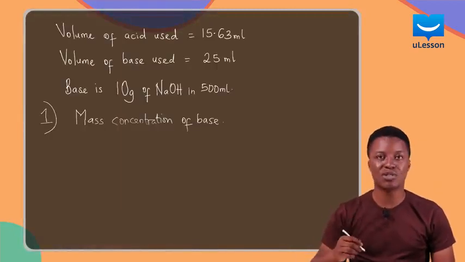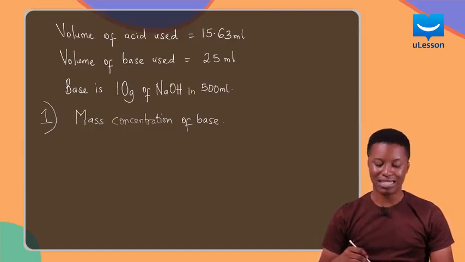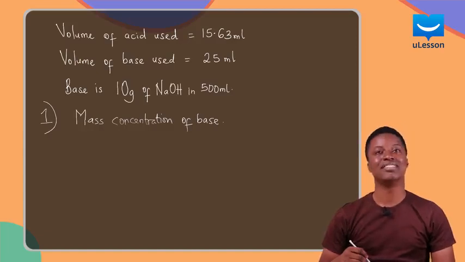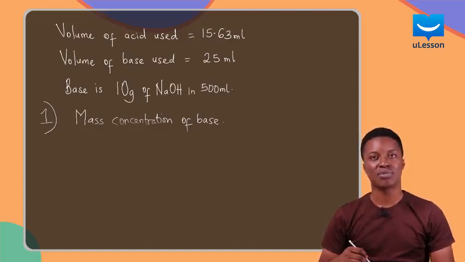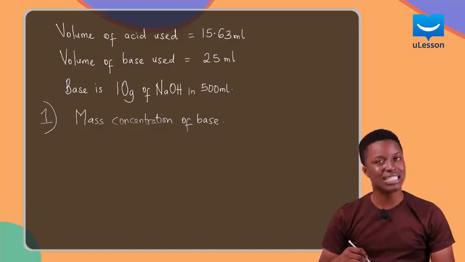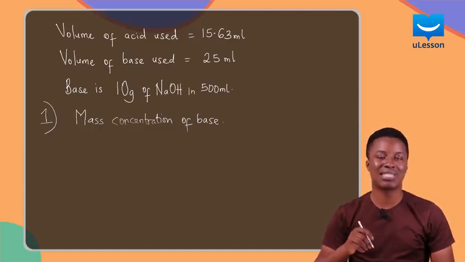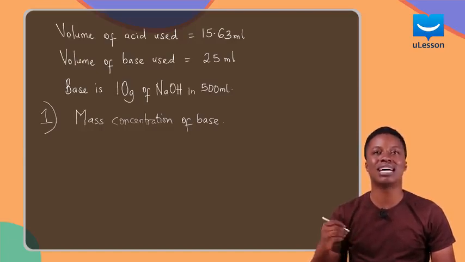We will start with the mass concentration of the base. We've been given the volume of the acid used, the volume of the base used, and we've been told that the base is a solution of 10 grams of sodium hydroxide in 500 milliliters of solution. First of all, note that milliliters represent the same unit as centimeter cube. So 1 milliliter makes 1 centimeter cube. Now, the mass concentration of a substance is the mass of that substance in 1000 centimeter cube of solution.